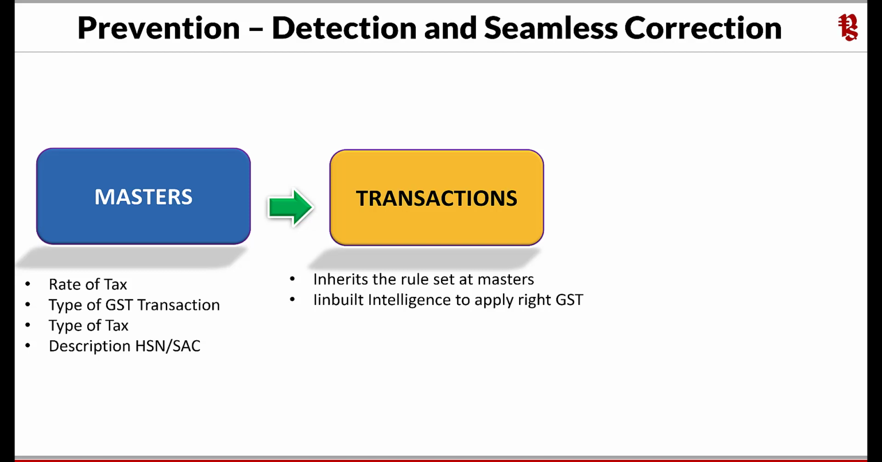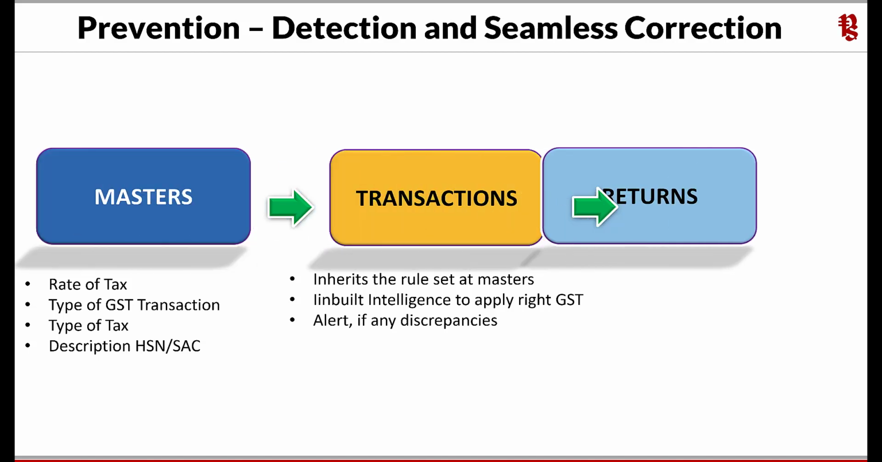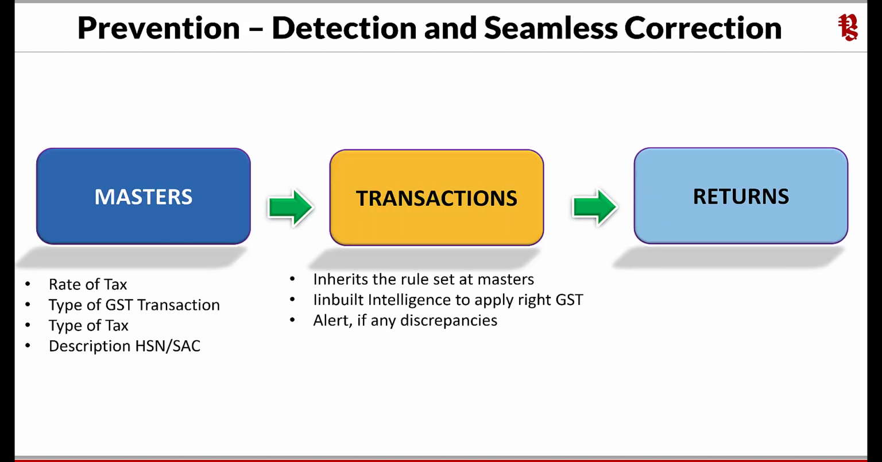If a wrong ledger is selected, for example, let us say you have manually calculated the amount and entered it, while saving that particular voucher, Tally will alert for any discrepancies. Let's say you ignore the message and proceed to save the voucher. Tally will accept the voucher, but the third important component is the return reconciliation. Tally will automatically post all the transactions into the respective GST return in their respective tables.